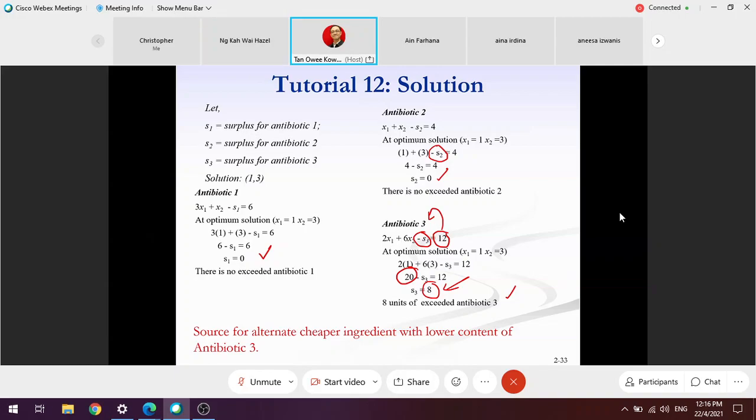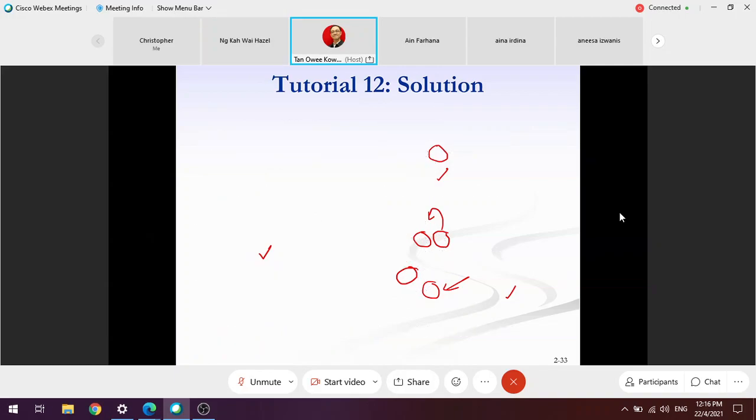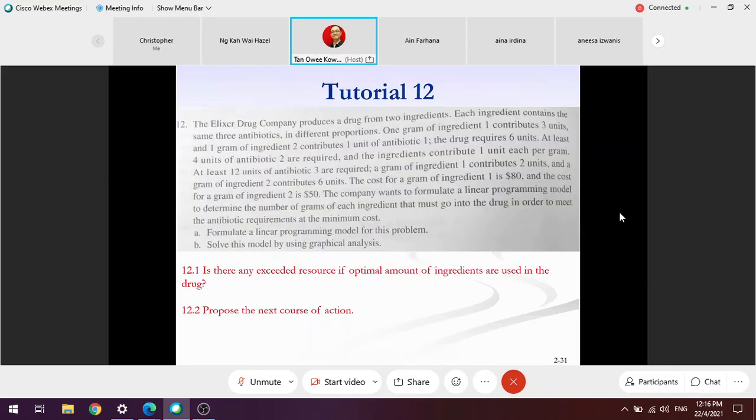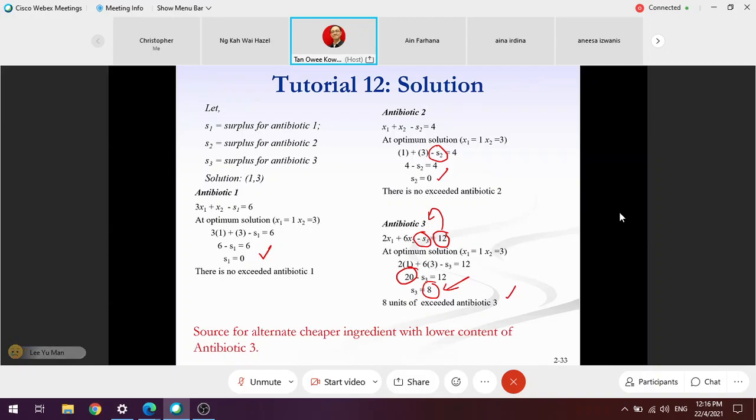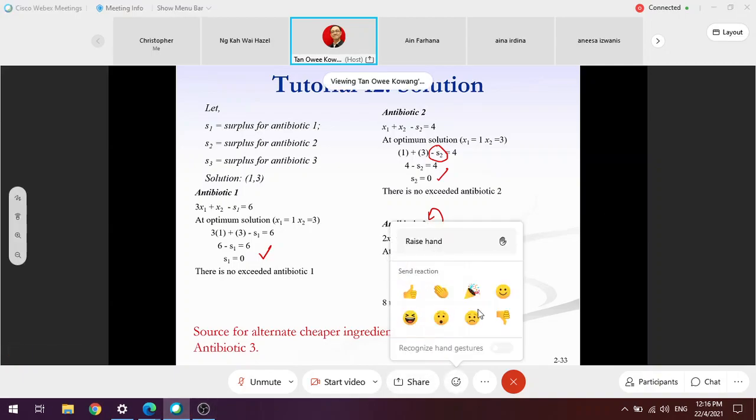In fact, if I'm a student, I like this type of question, because the next course of action, you can go beyond the box. Whatever the logic, then it's all right. Okay. You can use the antibiotic to produce another drug, for example. There's also another one, is it? You can produce another drug. Okay. All right.